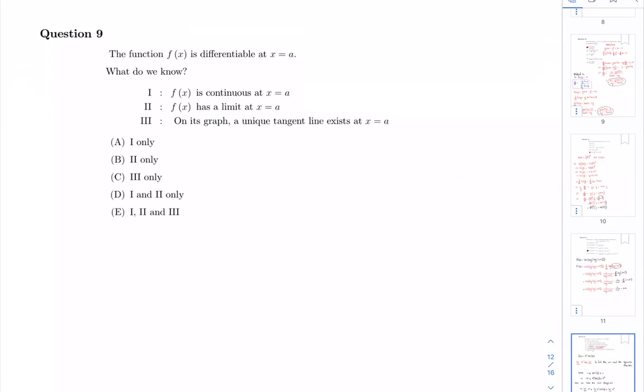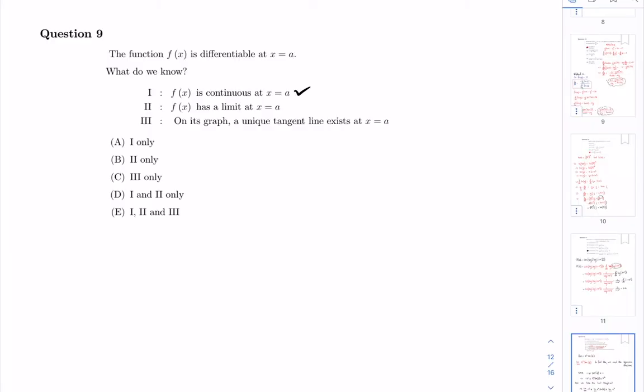For question number 9, we see that the function f of x is differentiable at x equals a. What do we know? Once a function is differentiable at a point, we should recognize that the function is continuous, because once a function is differentiable, it is also continuous. But continuous doesn't mean it is differentiable. Differentiable means it is continuous. So therefore it's a one-way implication.